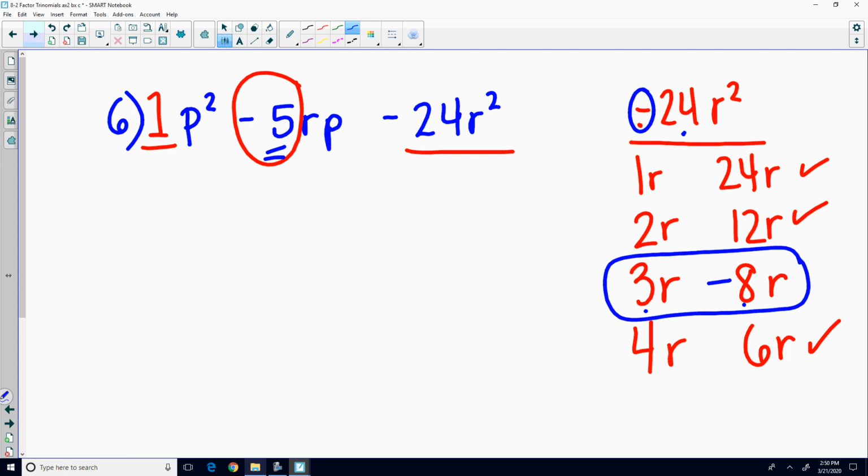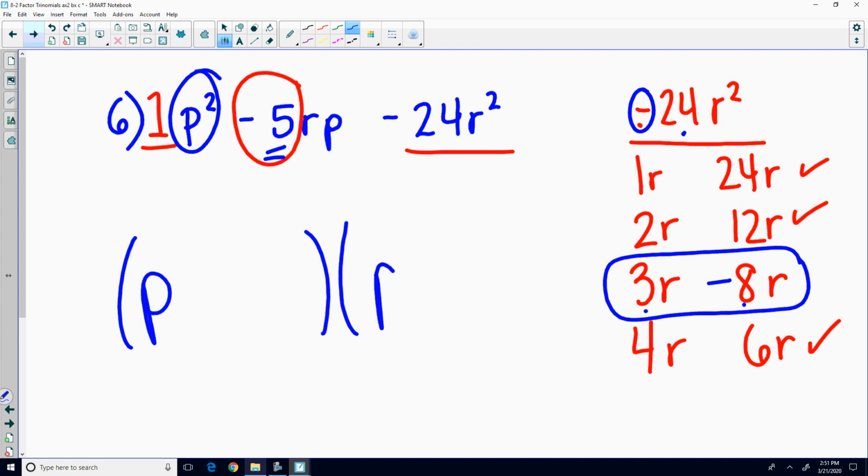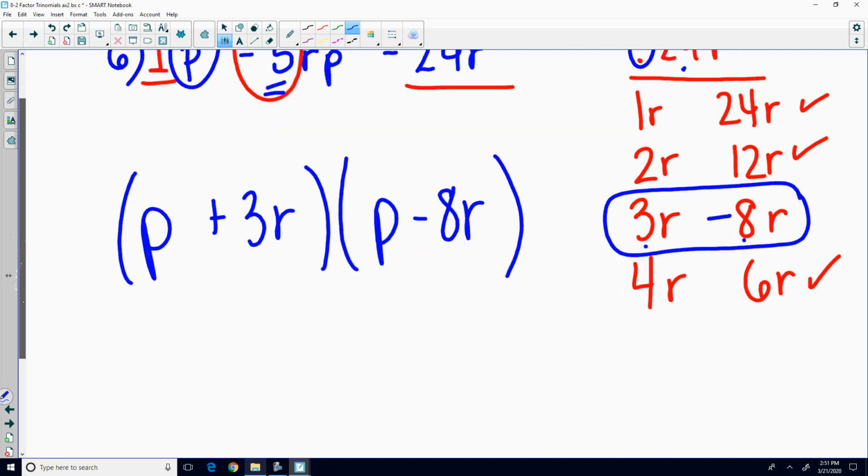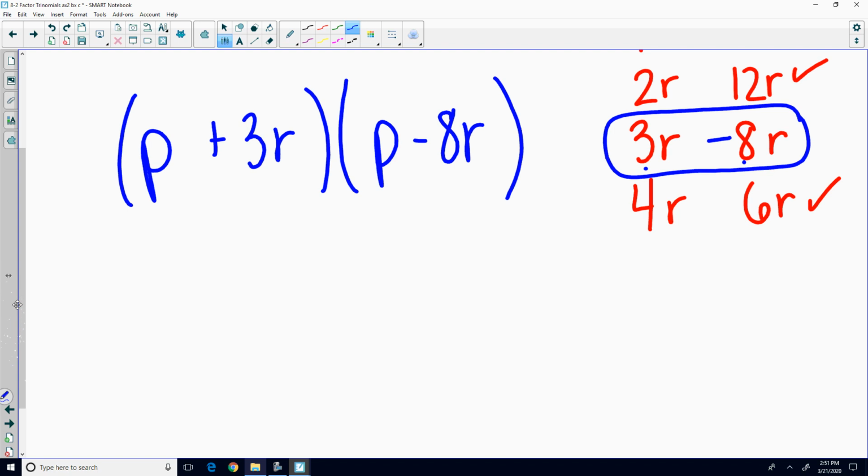In my binomial, I used p as my variable, and I'm going to put in plus 3r and minus 8r. Now I want to prove to you that this one equals that actual answer. So I'm going to box method this last one for you.